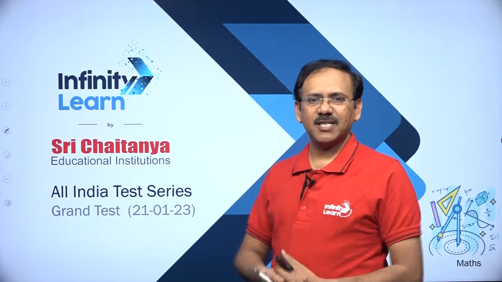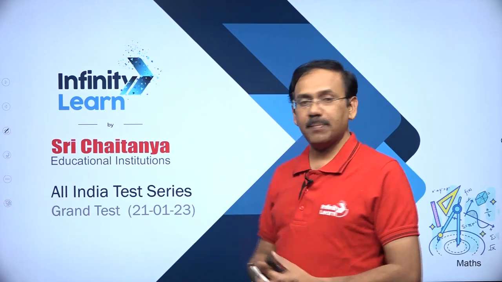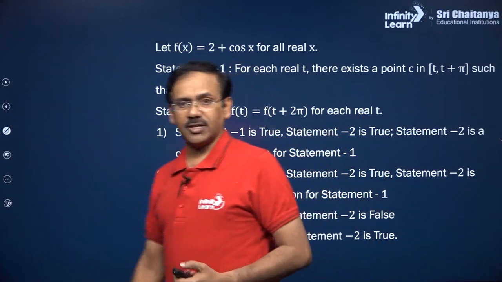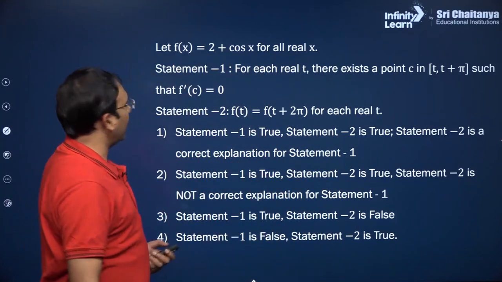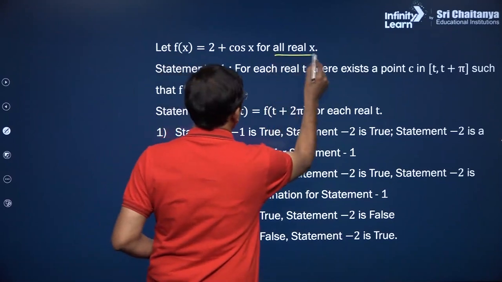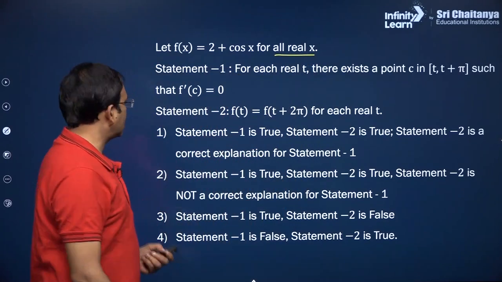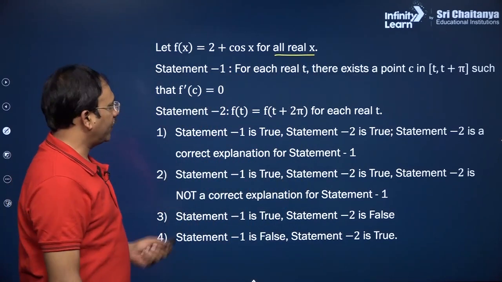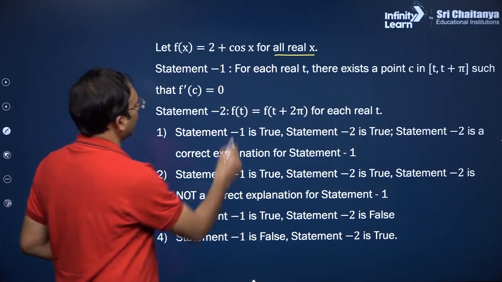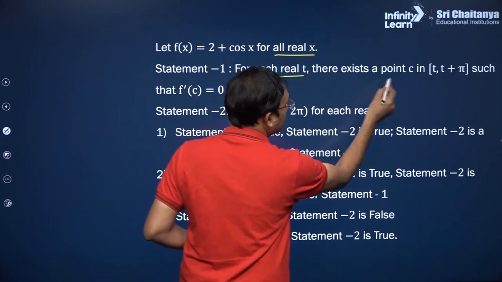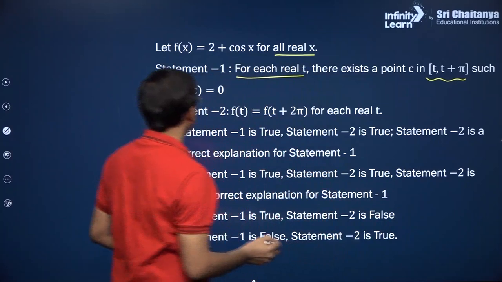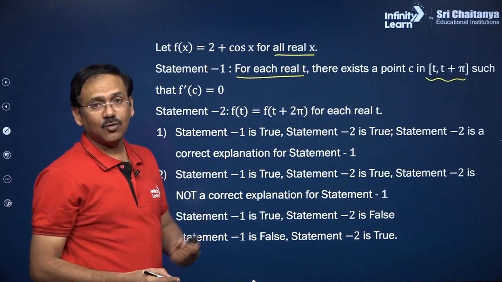Now, let us see the mathematics part of the solutions of the paper dated 21st Jan, right? Let us go to the first question. You see, here it is given f of x is 2 plus cos x for all real x. Now, there are two statements, and we need to conclude which are correct and which is the correct explanation. For each t, there exists a point in the closed interval t to t plus pi such that f dash of t equals 0.